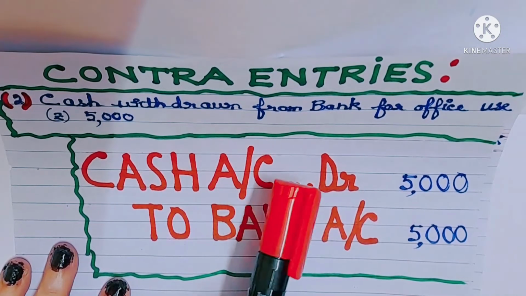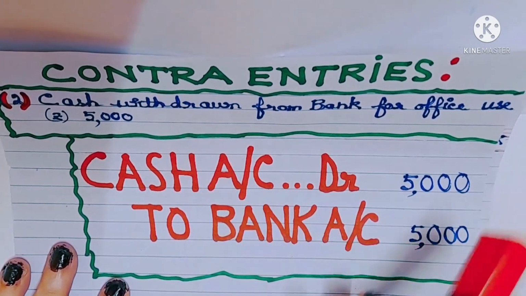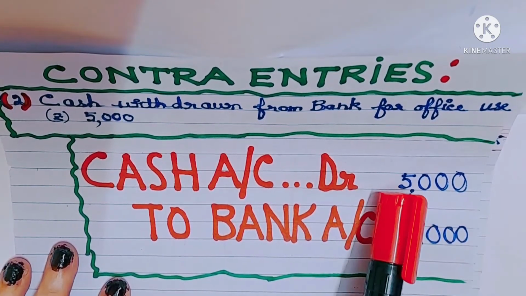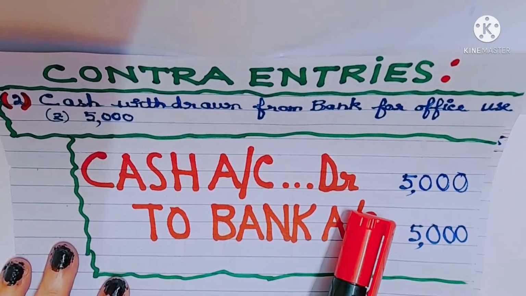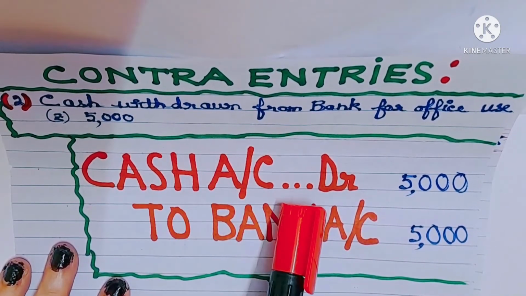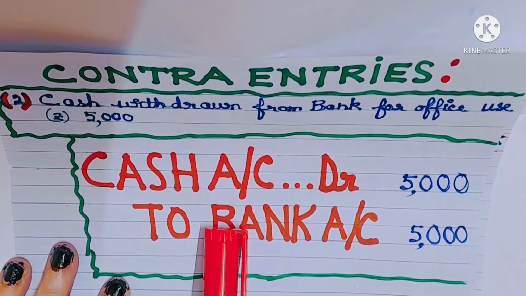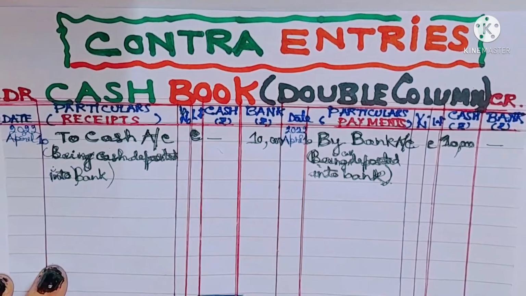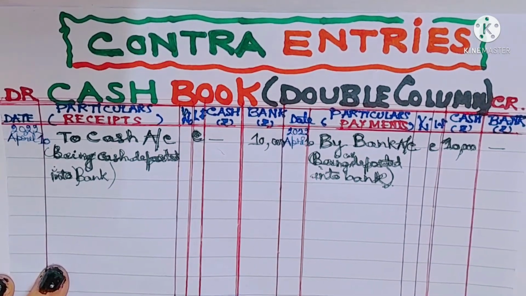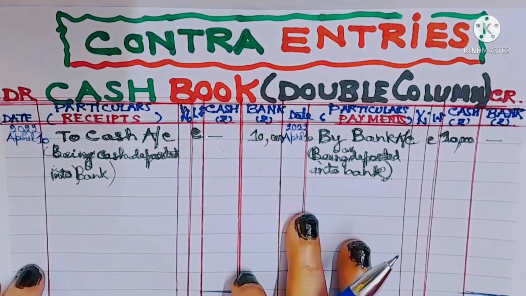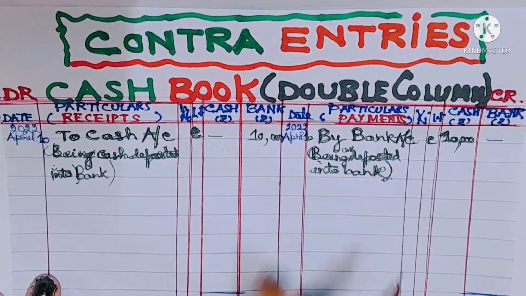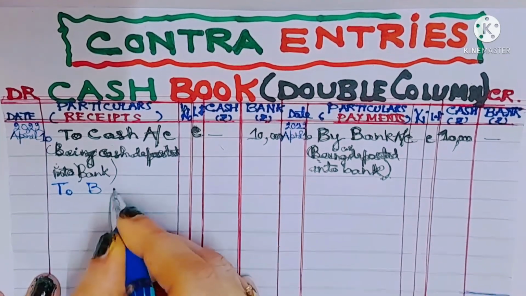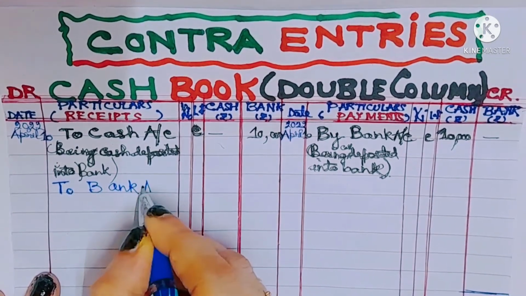Because when you are withdrawing cash from bank, what is happening? The cash balance is increasing. So on the debit side, cash is increasing. That is the reason you have to write 5,000 in the cash column. And the logic is, you record the amount in the column of the account whose position you are looking at. Understood? So let's write. The journal was cash account to bank account. Since cash account is on the debit side, we'll have to write bank account also on the debit side. To bank account.